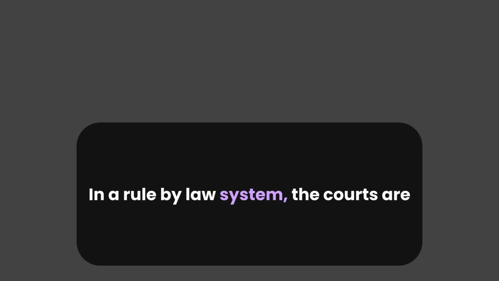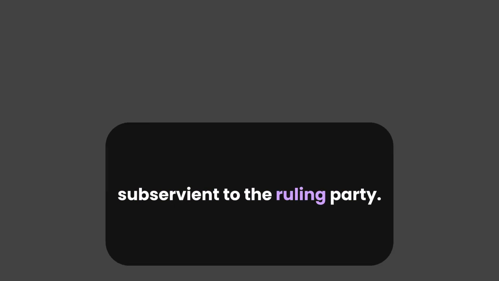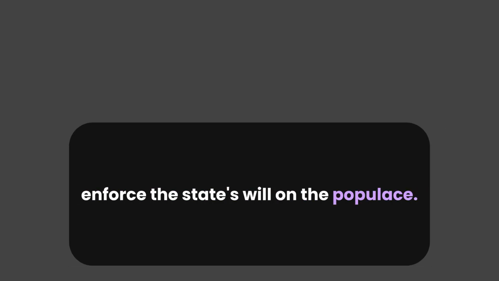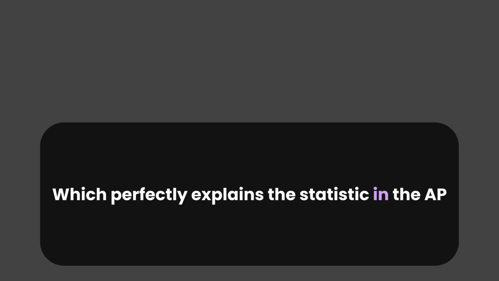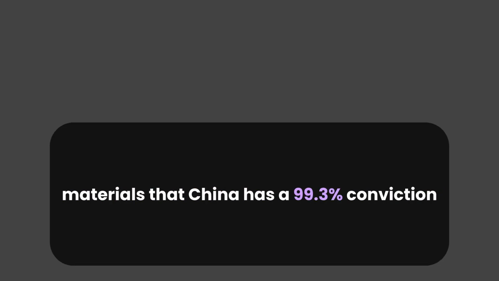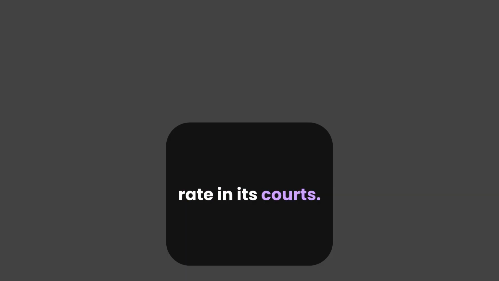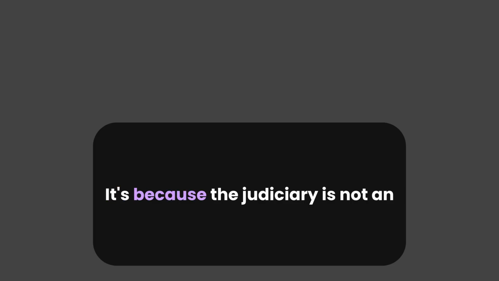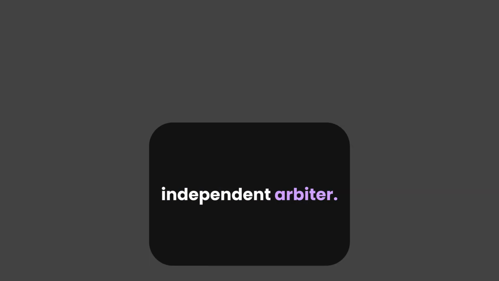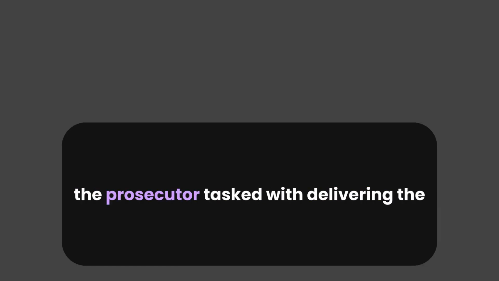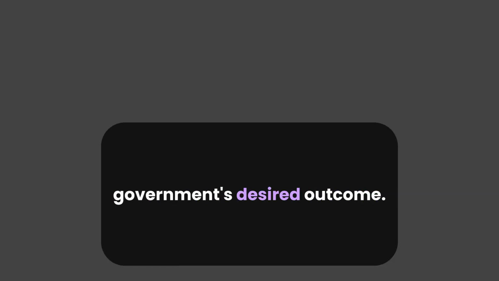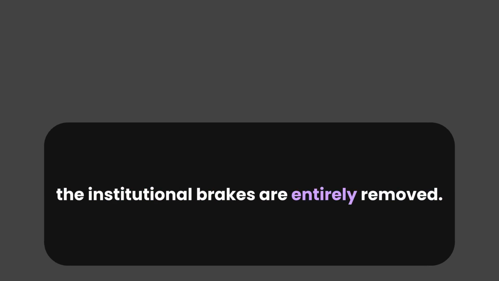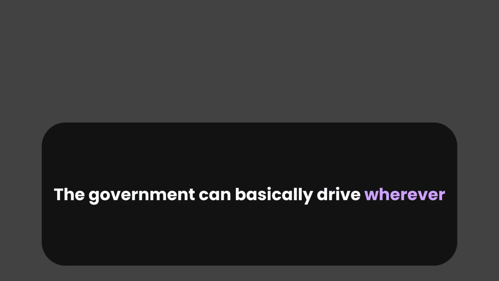Exactly. In a rule by law system, the courts are subservient to the ruling party. They are administrative instruments used to enforce the state's will on the populace. Which perfectly explains the statistic in the AP materials that China has a 99.3% conviction rate in its courts. It's wild. That's not because the police are somehow flawlessly accurate. It's because the judiciary is not an independent arbiter. The courts are just the administrative arm of the prosecutor tasked with delivering the government's desired outcome. And when the judiciary is captured like that, the institutional brakes are entirely removed. The government can basically drive wherever it wants.